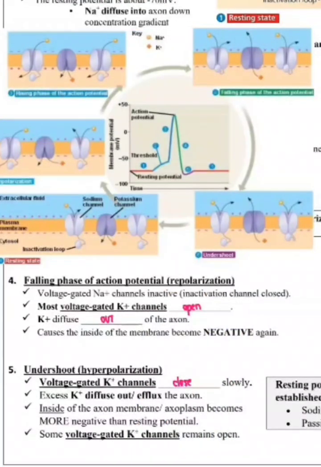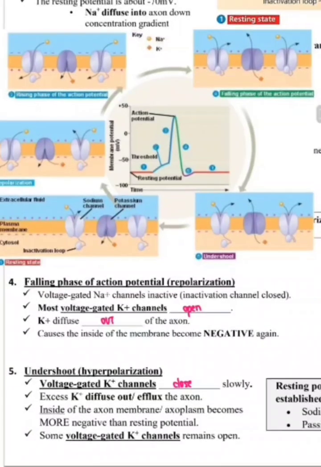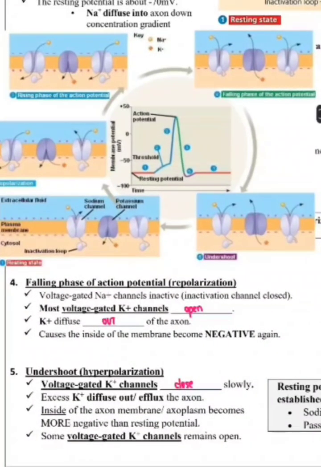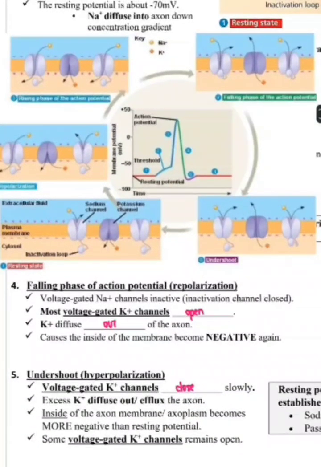So when the membrane potential reaches positive 35 millivolts, the voltage-gated Na+ channels will be closed, and most of the voltage-gated K+ channels will be open. This will cause K+ to diffuse out of the axon. So the inside of the membrane will be more negative, and the outside of the membrane will be more positive, and repolarization will occur.